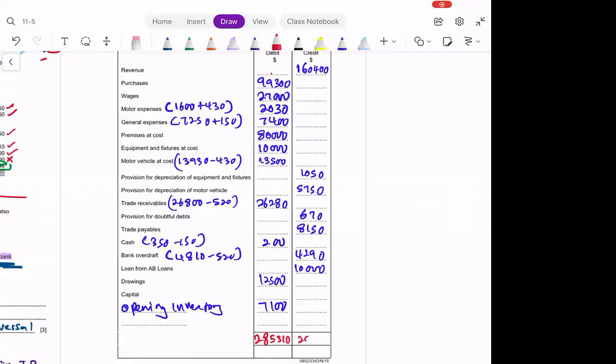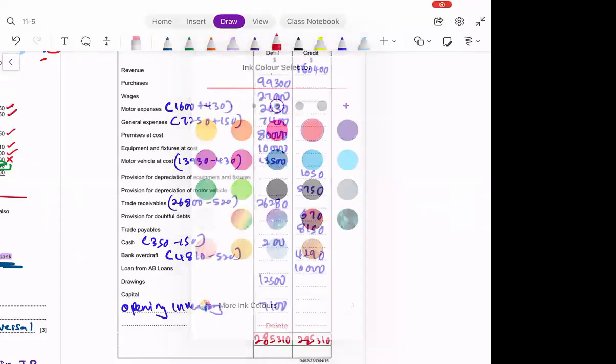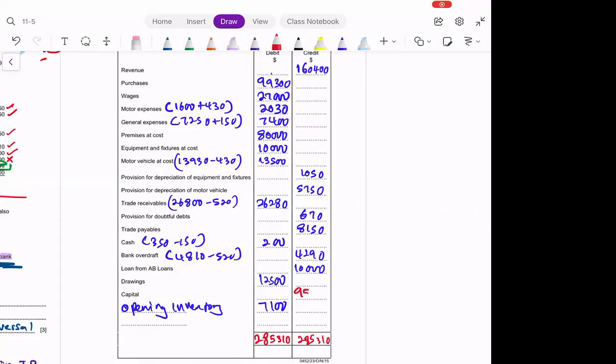310. So here also 285, 310. 285, 310 minus everything in the credit side. You will get a capital. My capital is 95,000.